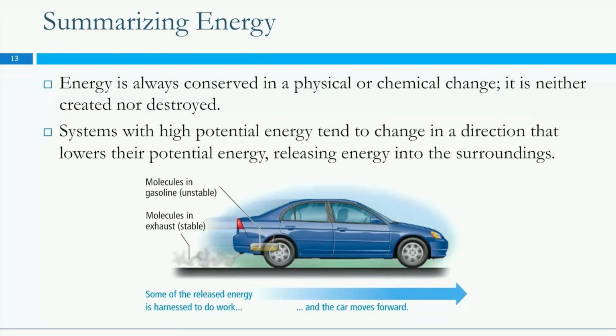We'll talk more about energy later, but for now, energy is always conserved, right? So we're never losing energy. It's just moving from one place to another, being converted from one type to another. And systems with high potential energy tend to change in a direction that lowers their potential energy, releasing that energy into the surroundings.